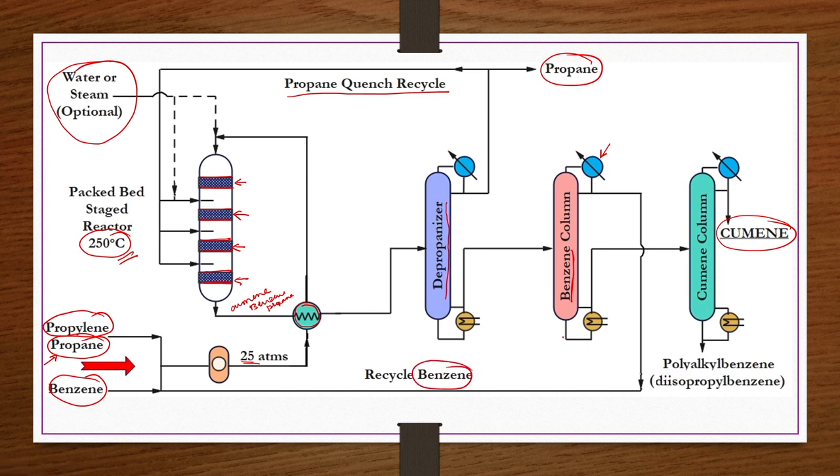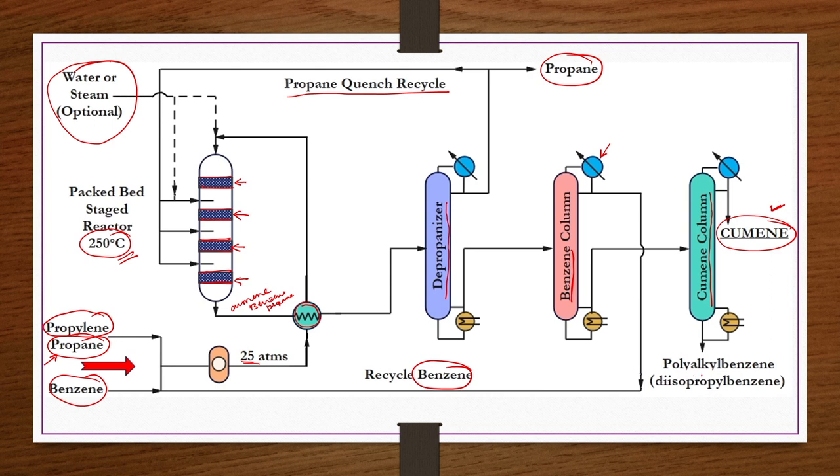Whereas the bottom of the benzene column would primarily have the cumene and polycumins, if at all some polycumins are forming, that you can take to the cumene column. This is also a distillation column. Temperature and pressure are maintained in such a way that cumene, which is more volatile out of the cumene and polycumins, would be collected as the top product. Once the concentration of the cumene is sufficiently pure, 99.5% or something like that, that can be condensed and taken as a product.